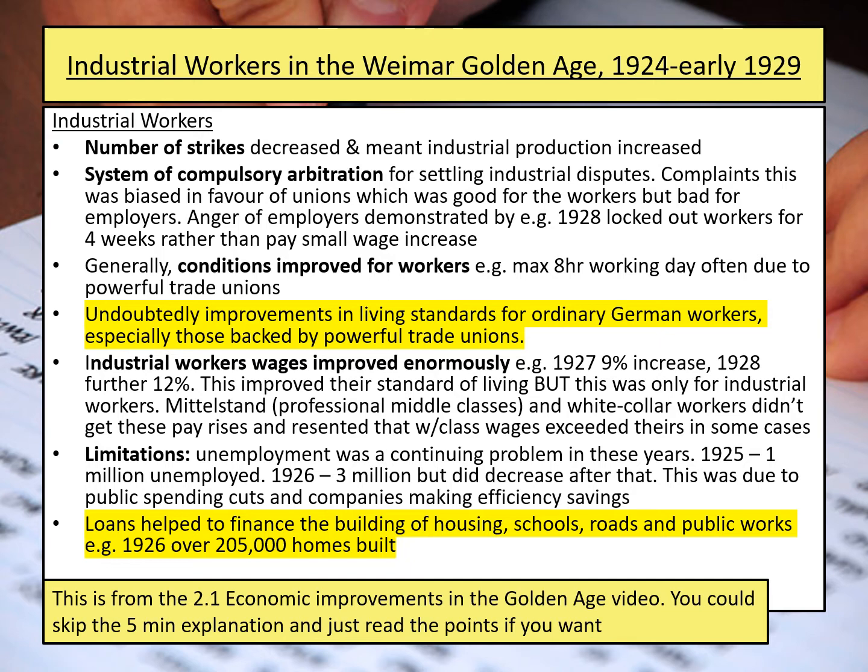So thinking about the positives for industrial workers, we've already mentioned the wage increases, but let's think about them in a little bit more detail because you really want to be able to use some statistics in your answers. For instance, we could talk about in 1927 the fact that there was a 9% increase on top of the normal workers' wages. So they have substantially more buying power, substantially more purchasing power, which would be seen as a real positive. And in 1928, it increased a further 12%. That's on top of the already 9% increase that they've got. So this really did improve their standard of living, which was a real positive for those industrial working classes.